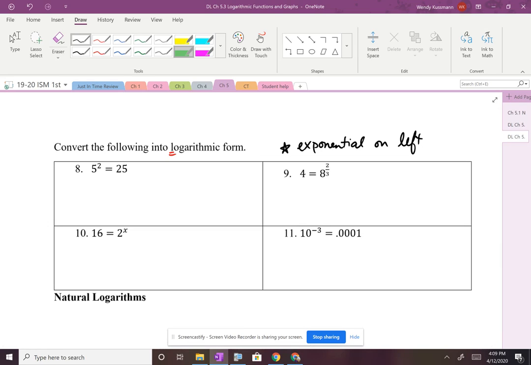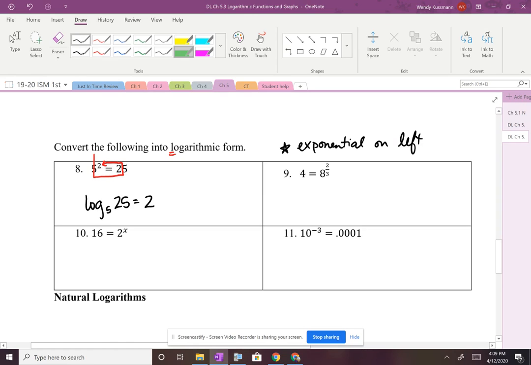So this one, the base is still going to be the base. Keep that in mind. So we're going to have log base 5 of argument 25 equals 2. So there it looks kind of like an L if you use your imagination. Some people call it the box method because they think it looks like a box, whatever. So this tells me log base 5 of 25 equals 2. So there's my logarithmic form.